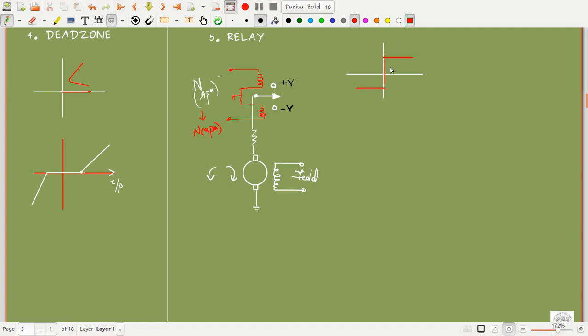This is a kind of nonlinearity. This is in fact an ideal relay. This is a graph of an ideal relay, but this is not the actual case. So what happens is that now we can see that there is in fact hysteresis in relays. Okay, so we can see a relay with hysteresis, pure hysteresis.